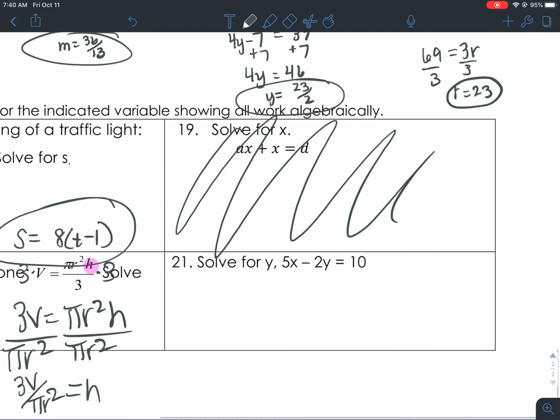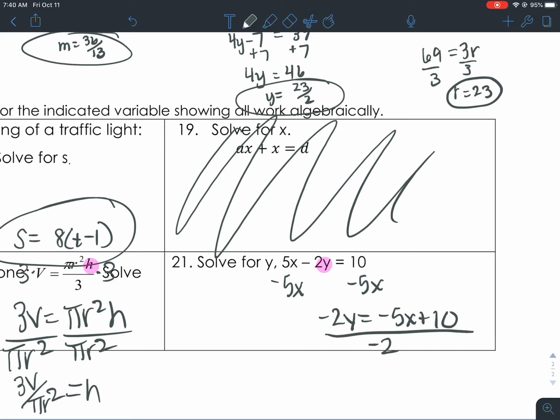And then the last one on here, solve for y. We're going to subtract 5x from both sides and then divide everything by -2. When you divide here, you want to divide each term. So that's going to be y equals -5 divided by -2 is 5/2 x, and 10 divided by -2 is -5.